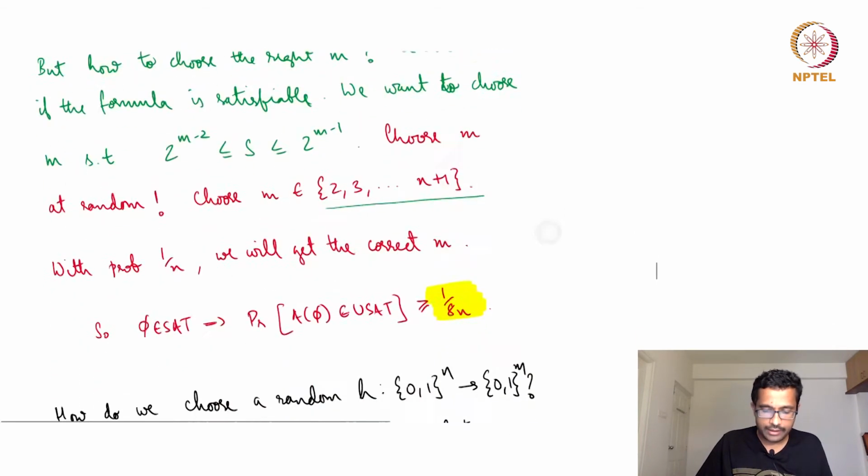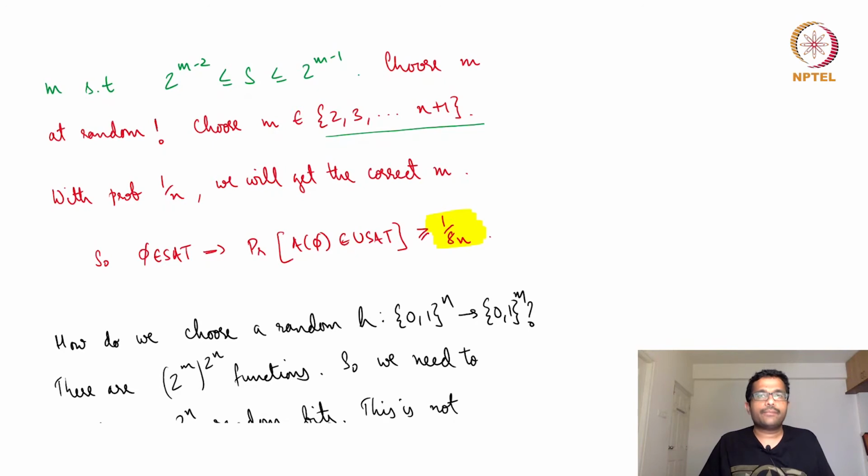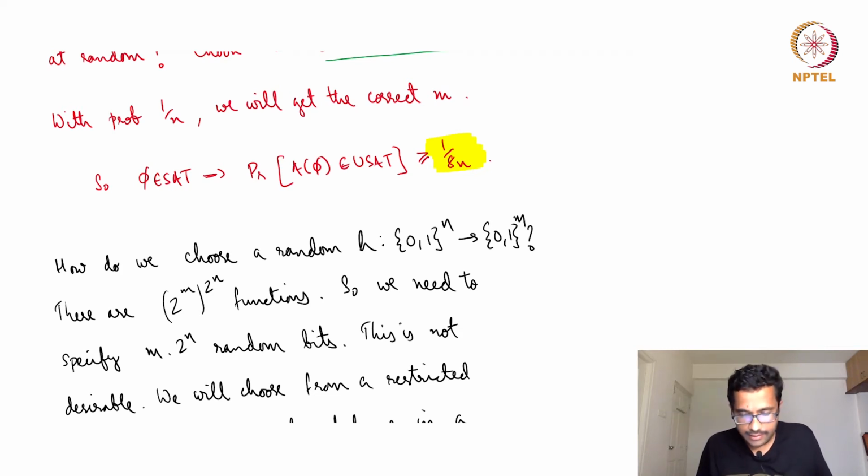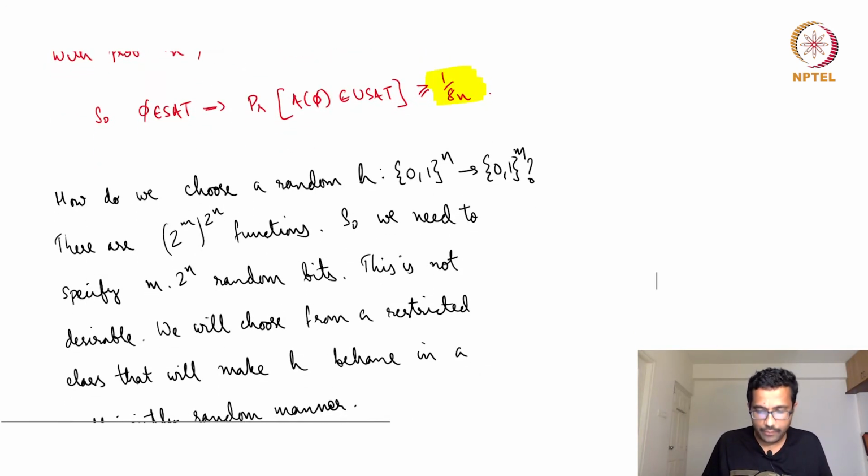So we have shown that by a random process we could convert phi to a phi in such a way that if phi is satisfiable, a phi has a unique satisfying assignment with probability at least 1 by 8, and if phi is unsatisfiable, then a phi is also unsatisfiable. So SAT gets reduced to unique SAT with probability at least 1 by 8. Okay. So now it seems like we are done. We are not done. We'll see why.